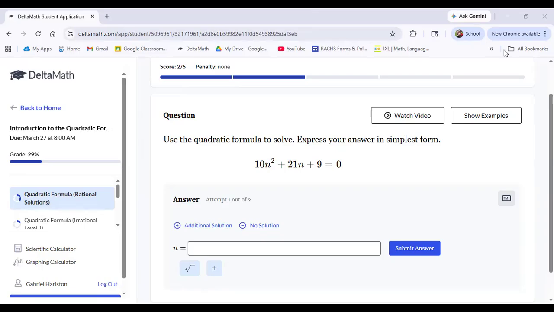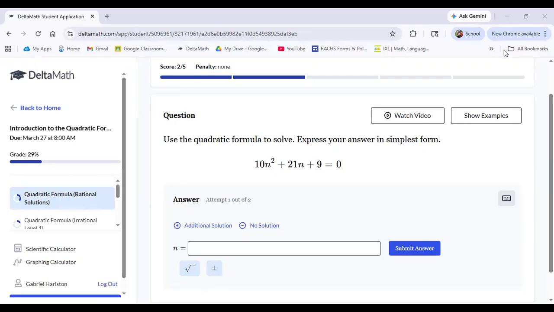Hey, I am going to do a series of videos showing you how to use the quadratic formula, whether it's a rational root, whether it's an irrational root that you can simplify or irrational root that you can't simplify, whether it's an irrational root that they ask you to round to a certain number of digits. I'm going to do a series of videos showing you how to use the quadratic formula.